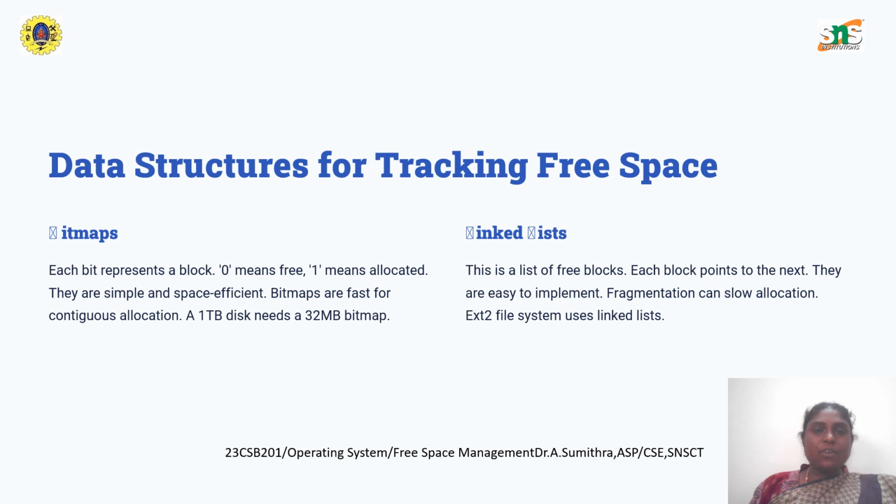the data structures for tracking free space, which keep track of which blocks are free. The OS uses specific data structures. The first is the bitmap, a simple and efficient method. Imagine a long strip of bits where each bit corresponds to a disk block. A 0 means the block is free and a 1 means it is allotted, for example a 1 TB disk with 4 KB blocks. Bitmaps are great for quickly finding contiguous free blocks, which is useful for large files. The second method is a linked list, where each free block is linked to the next; finding enough space for a file can be slow.